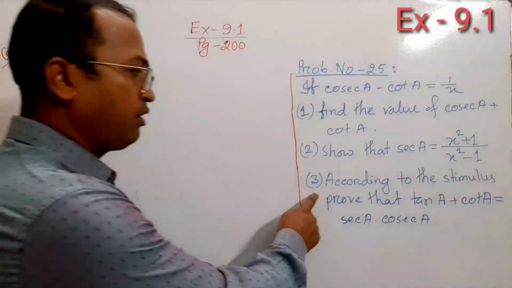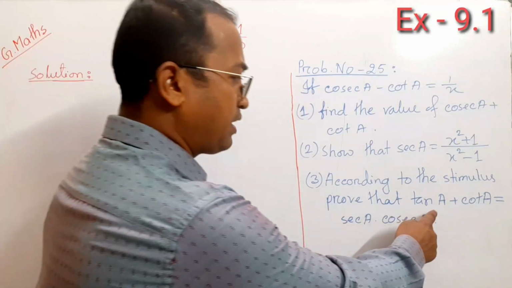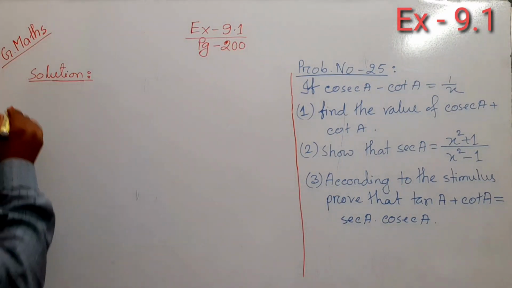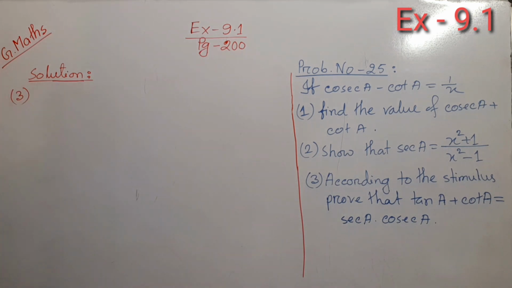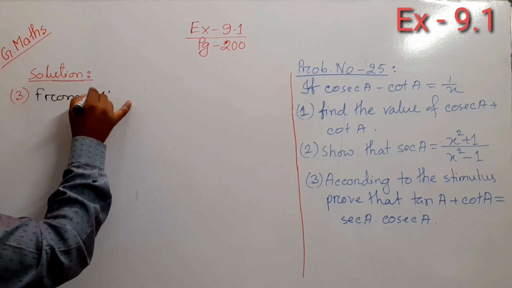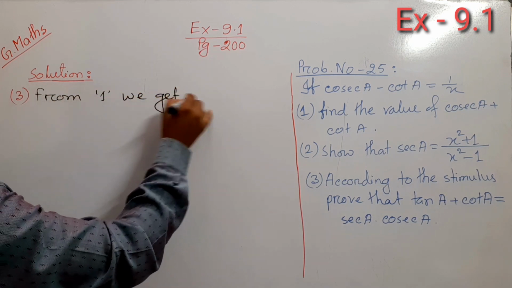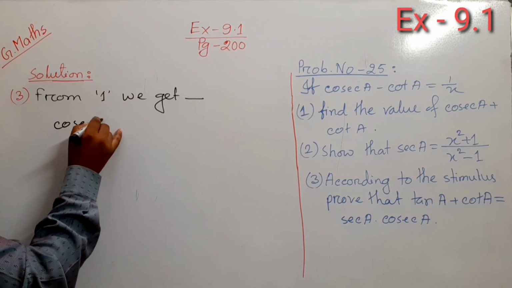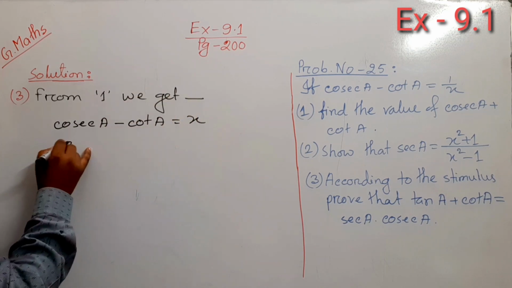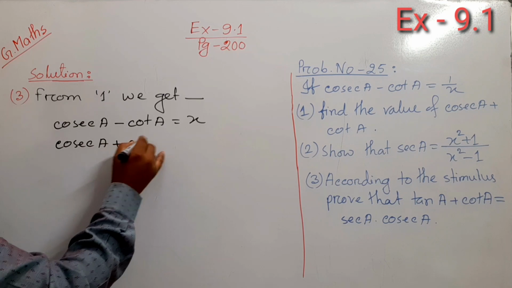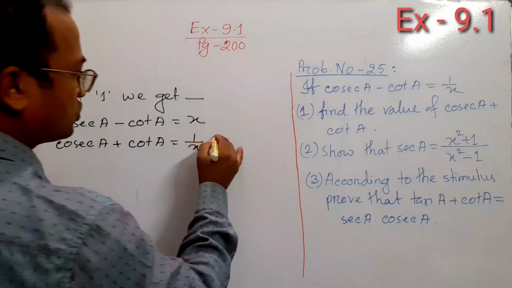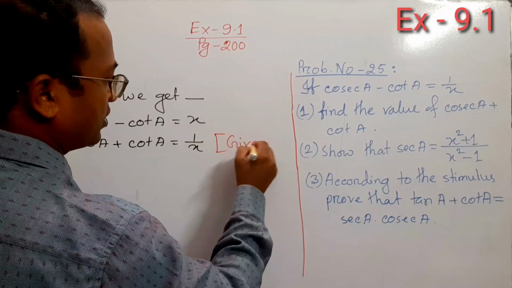Now question number 3. According to the statement, prove that tan a plus cot a equal to sec a into cosec a. So question number 3. From 1 we get cosec a minus cot a equal to x, and it is given cosec a plus cot a equal to 1 by x. This is the given part. So write over there, given.